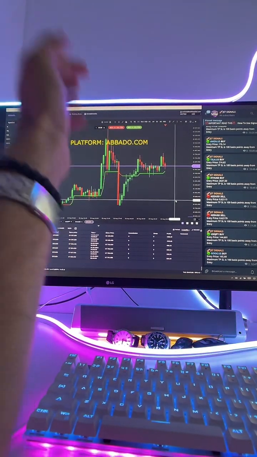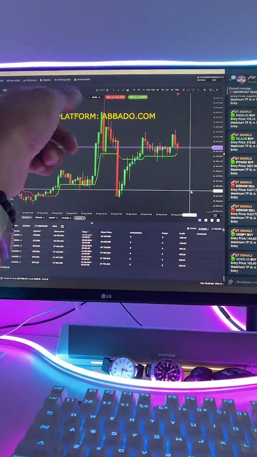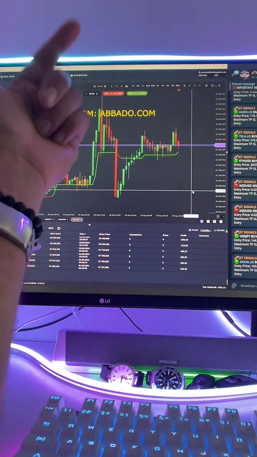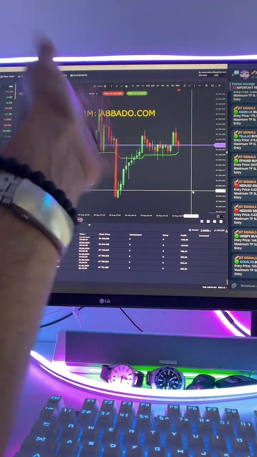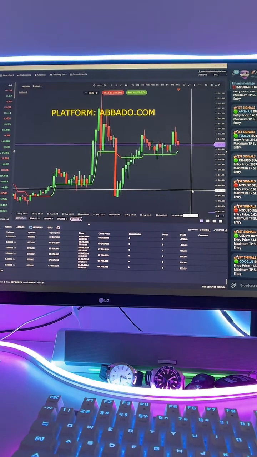Crypto trades, Red Eye is asking. Yeah, so over here on Abato, you can do crypto. You could do stocks, commodities, indices. You could do all of those right here.